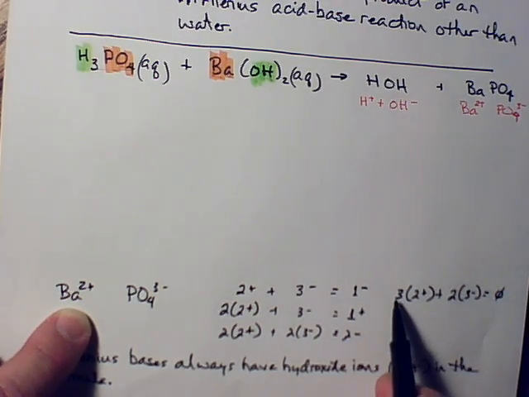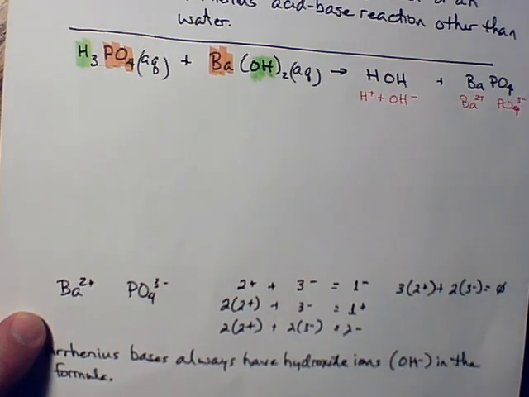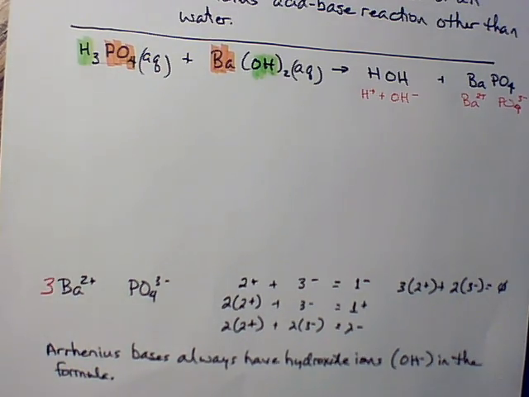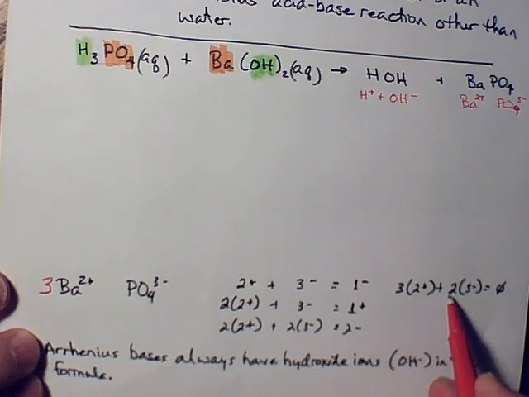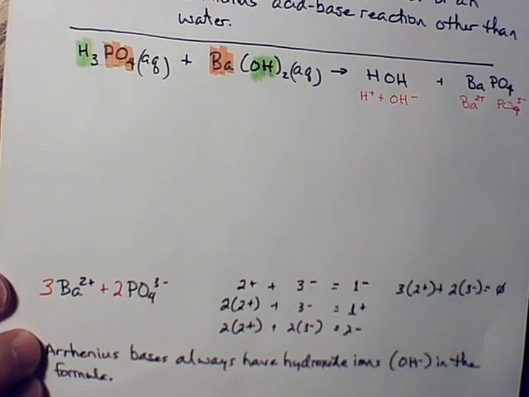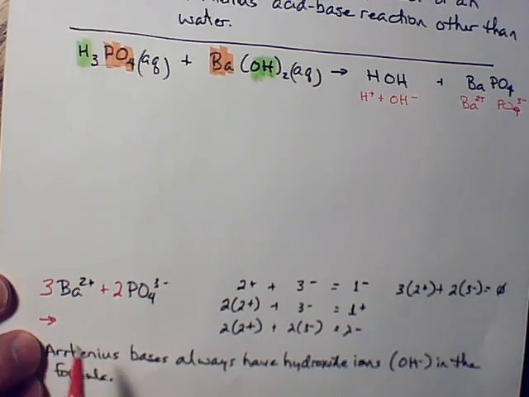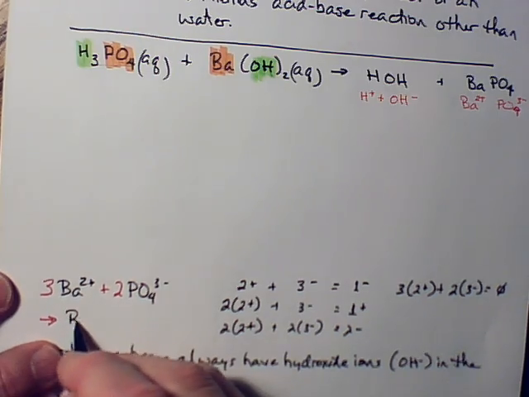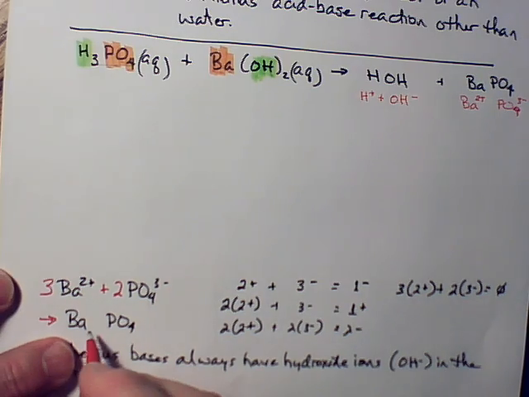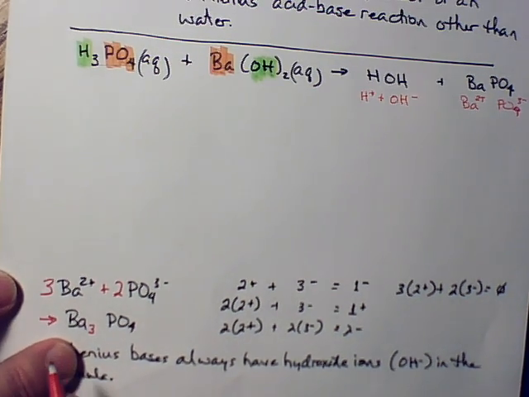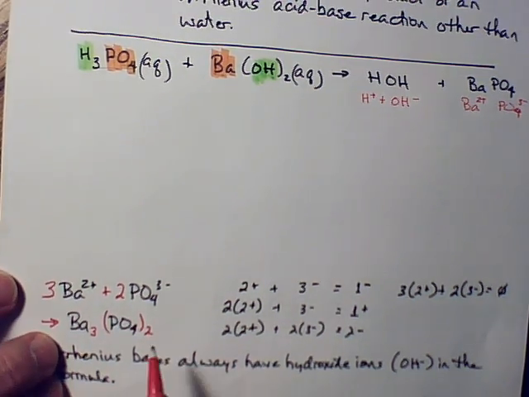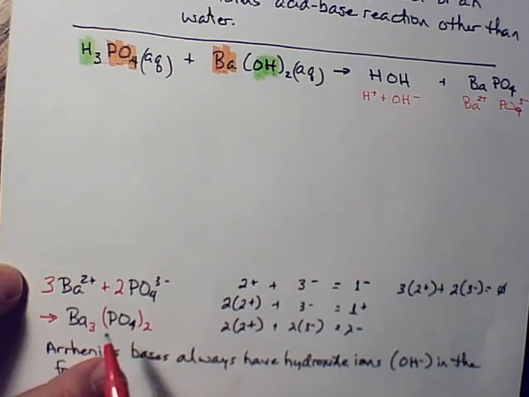That means I need 3 of the particle that has a 2+. So I need 3 barium because they have a 2 plus charge. And it means that I need 2 of the particle that has a 3 negative charge. So I need 2 of these phosphates. So when I put all that together into a formula now, I get barium, phosphate. I put a subscript 3 here to show I have 3 bariums bonded with the phosphates. And I put a 2 here outside of parentheses to show that I have 2 phosphates.